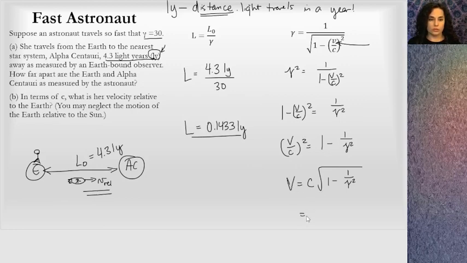V equals c times the square root of 1 minus 1 over 30 squared. Okay, so you'll run this through your calculator, plug in what you know here. I'm going to leave it in terms of c, like on the prior example that I did, so we get a velocity that is 99.94% of the speed of light. It's very, very close to the speed of light, but I already predicted that because I knew that the gamma factor was so large, we would have to be going very close to the speed of light in order to get a gamma factor that large.